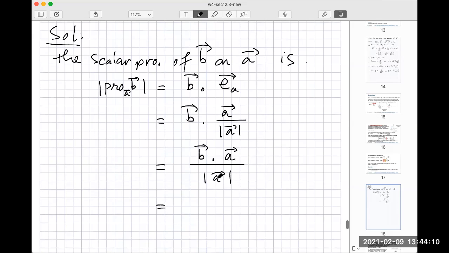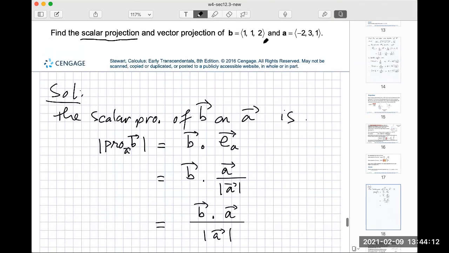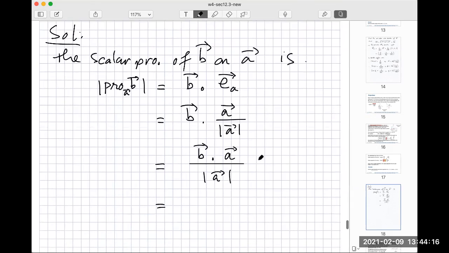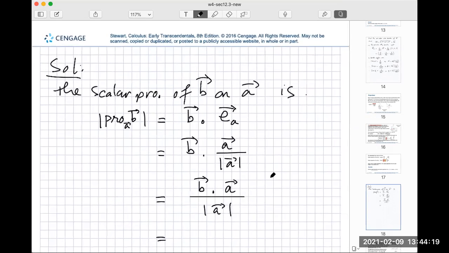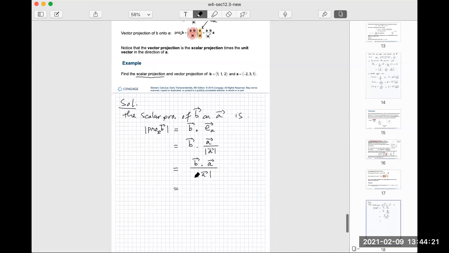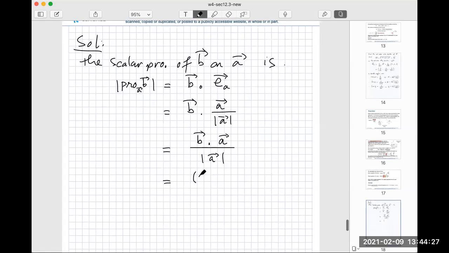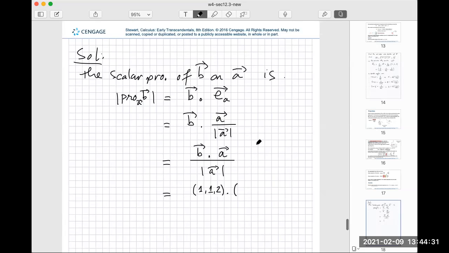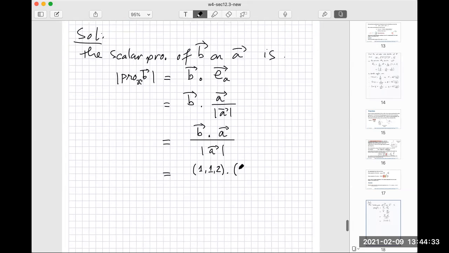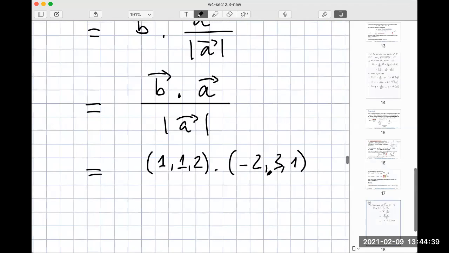Okay. Now, what is B? 1, 1, 2, right? So it is here. It will be 1, 1, 2, dot, negative 2, 3, 1. And what is the magnitude of A?